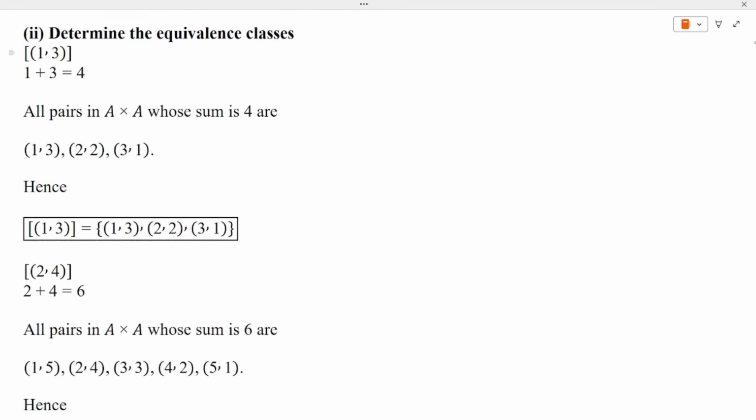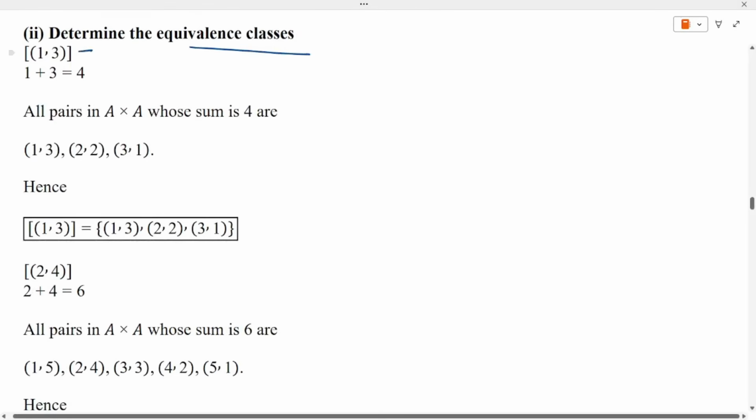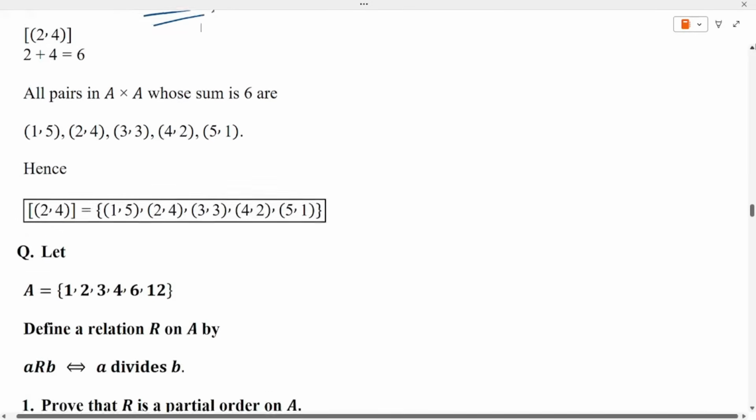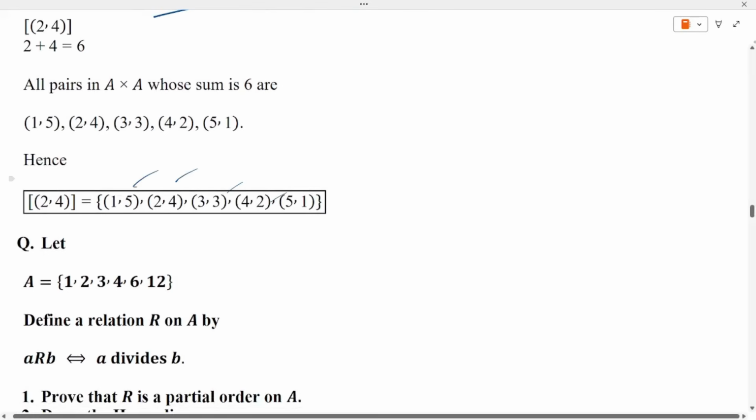Next is to determine the equivalence classes of 4. 1 plus 3 is what? 4. That means you can pair it as (1, 3), (2, 2) and (3, 1), as 1 plus 3, 2 plus 2 and 3 plus 1. So these are the classes that will be there. And for 6, it is (1, 5), (2, 4), (3, 3), (4, 2), (5, 1) and so on. Those will be the classes.